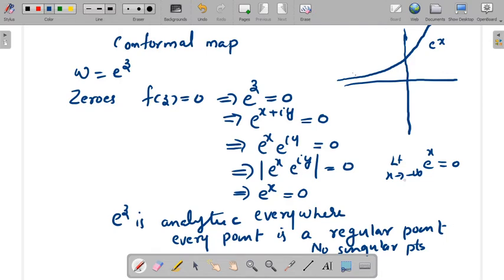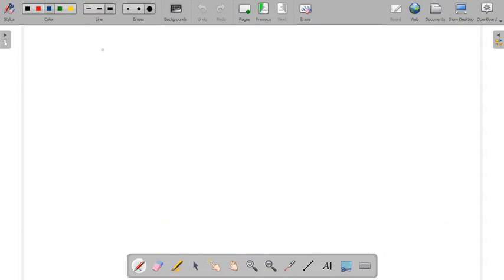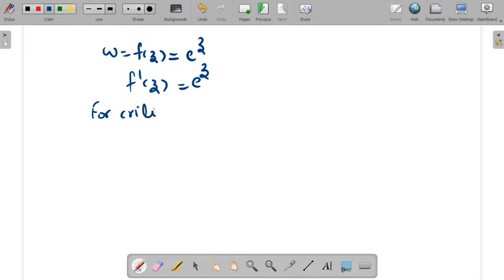Now if you go for the critical points, again the same situation. We know for the function f of z equal to e raised to z, f dash z is equal to e raised to z itself. Being analytic, you can just differentiate this like a real function, and f dash z is equal to e raised to z. So for critical points, the condition is f dash z should be equal to 0. F dash z equal to 0 means e raised to z is equal to 0.